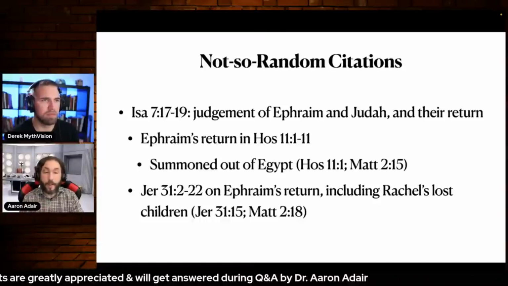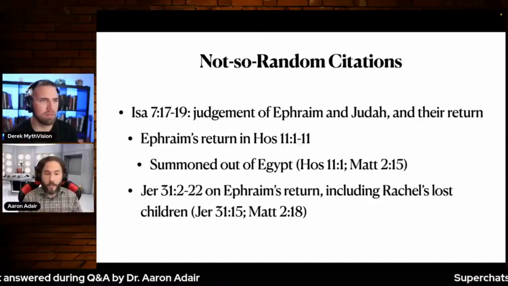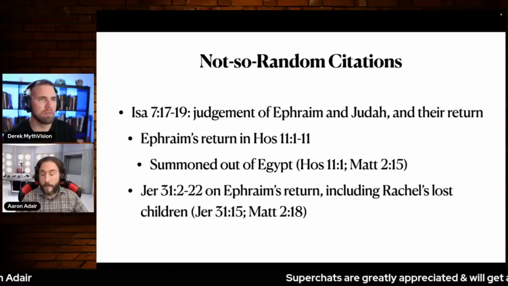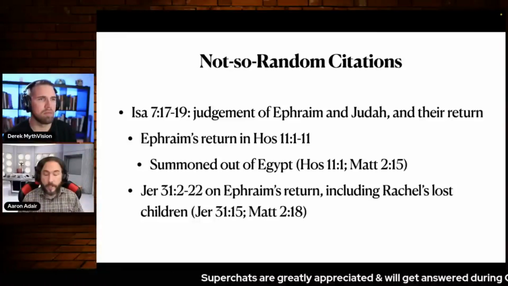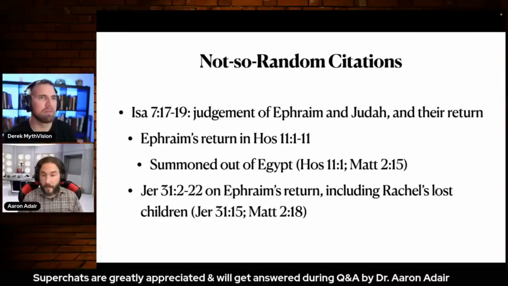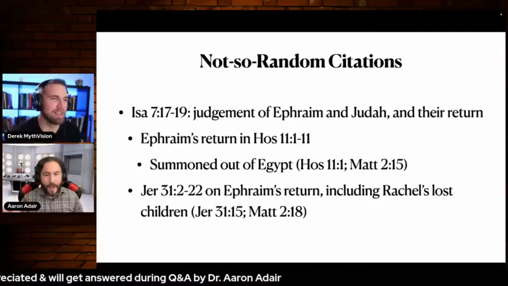or return from exile? Well, if you go to Hosea 11, you actually find just that, where Ephraim is said to be coming out of exile. In particular, you get the statement, out of Israel I have called my son. This might sound a little familiar because it's directly cited by Matthew.